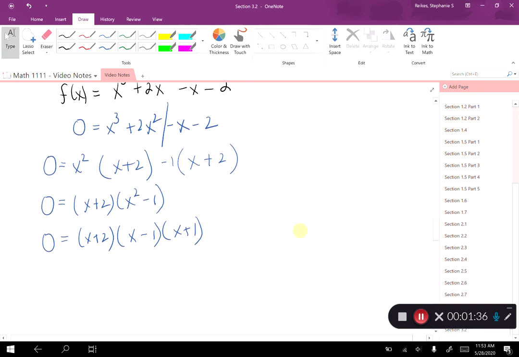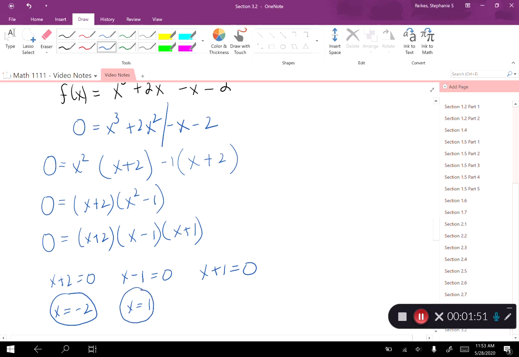In order to solve for x, I'm going to set each expression equal to 0 and solve for x. Subtracting 2 from both sides, I get x equals negative 2. Adding 1 to the other side, I get x equals positive 1. And subtracting 1 from the other side, I get x equals negative 1. So again, for this degree 3 polynomial, I have 3 solutions, 3 zeros, or 3 x-intercepts.